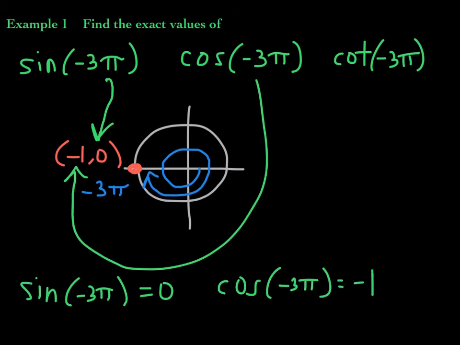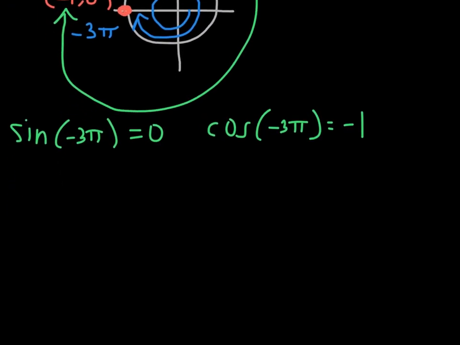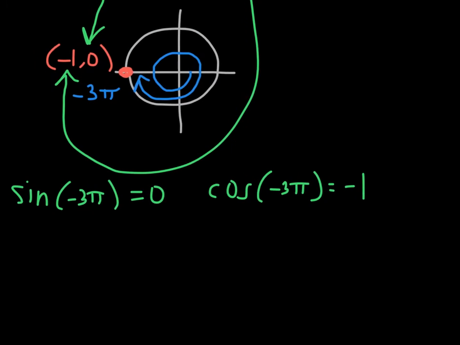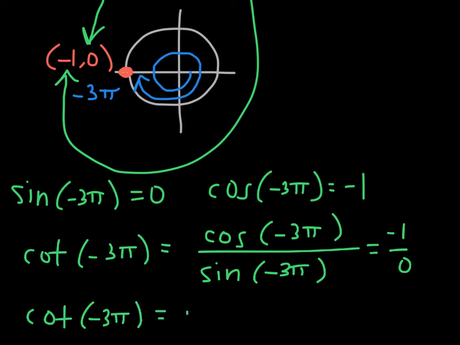To find cotangent, we can use a quotient identity. Cotangent of negative 3 pi is equivalent to cosine of negative 3 pi divided by sine of negative 3 pi, which would be equal to negative 1 over 0. So cotangent of negative 3 pi would be undefined.